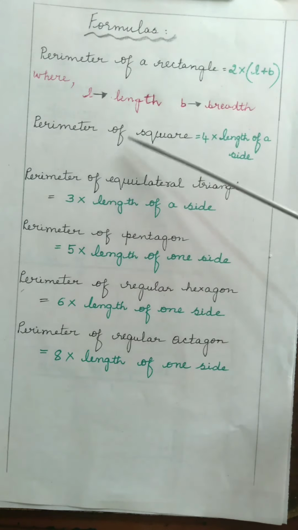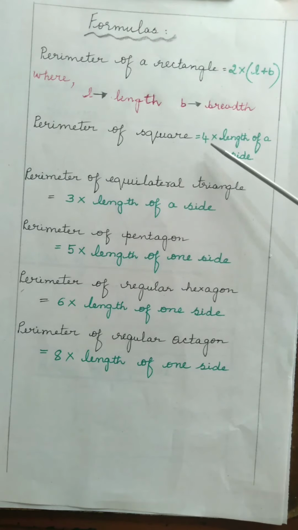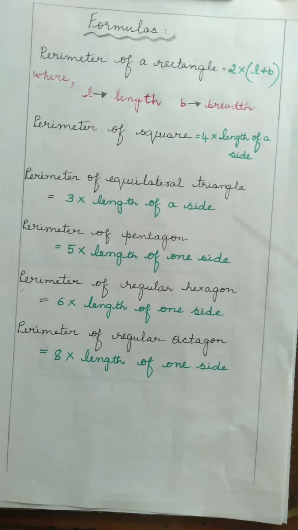Second is the perimeter of a square. A square is also familiar to you all, children. A square is also a closed figure which has 4 sides, and in a square, all the 4 sides are equal and each angle is equal to 90 degrees. The perimeter of a square is given by the formula 4 into length of a side. If you know the length of one side in a square, then the remaining 3 sides will also be equal.